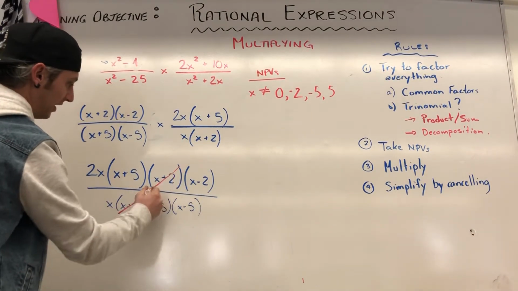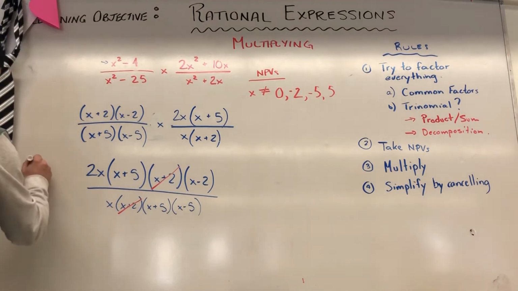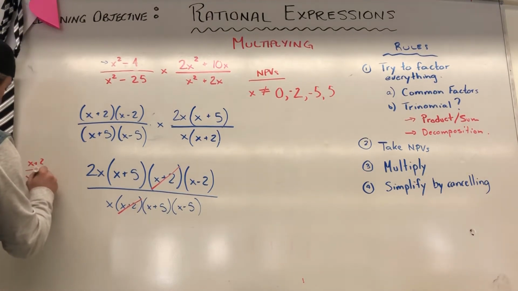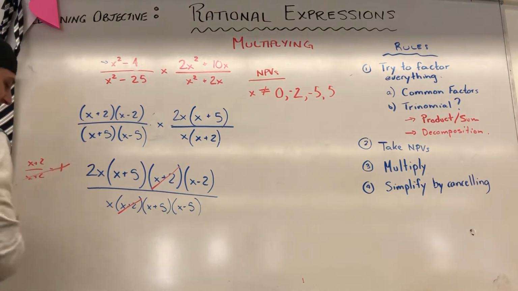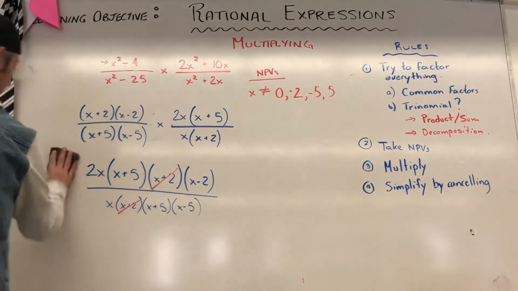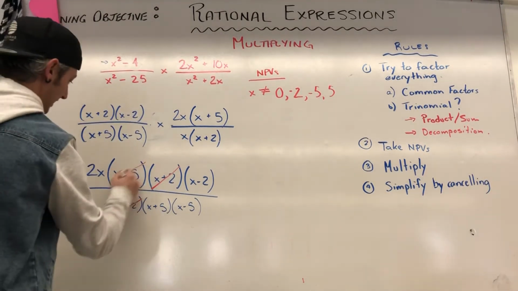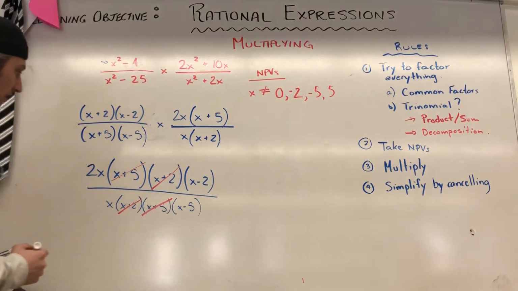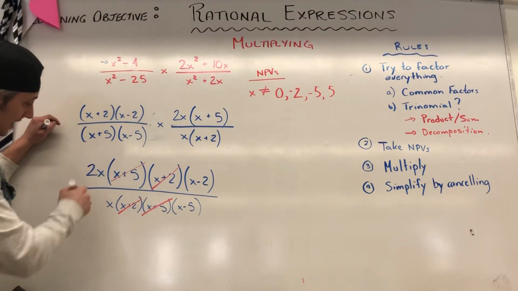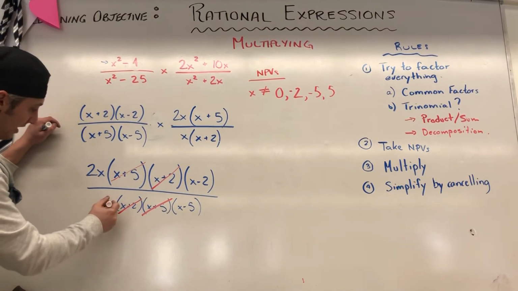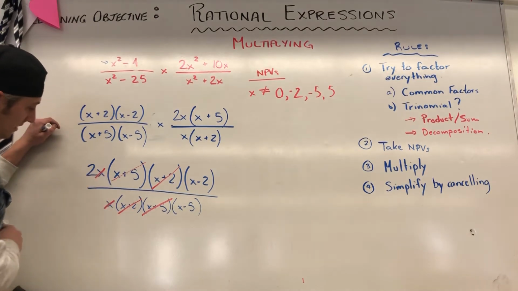I've got an x plus 2 there and an x plus 2 there. X plus 2 divided by x plus 2 is simply 1, so that's why we can cancel it. And then I also have an x plus 5 here and an x plus 5 there, and I have an x on the top and the bottom, so I can actually cancel my x's there.